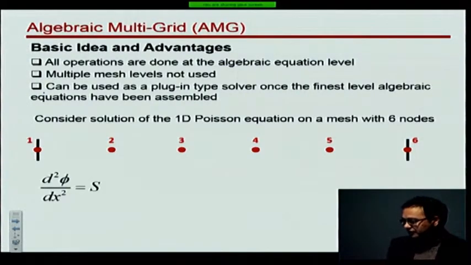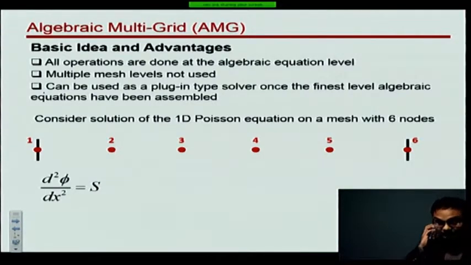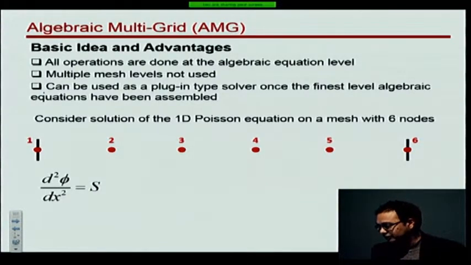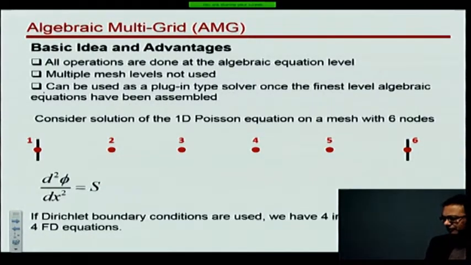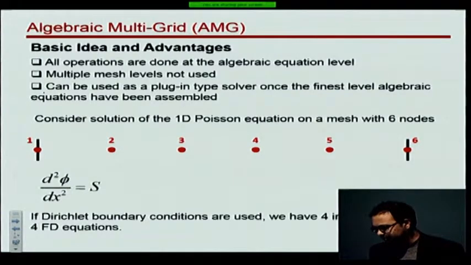This is an example of a simple one-dimensional diffusion equation with just 6 nodes. So suppose I want to use algebraic multigrid on this problem. This is my governing equation here. And let's say we have Dirichlet boundary conditions. So we basically have 4 interior nodes.